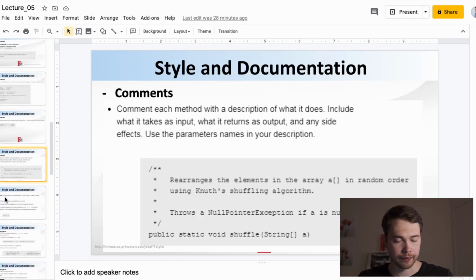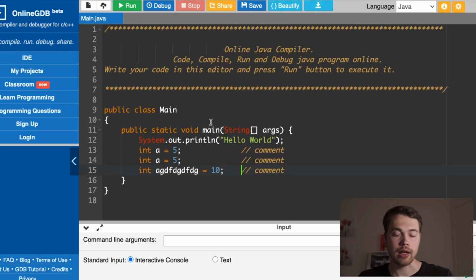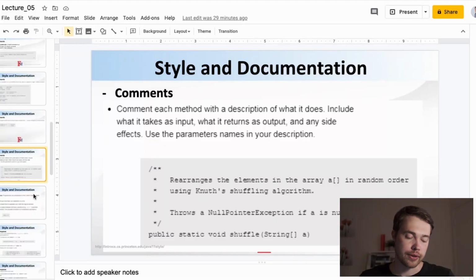Okay, yeah. So every method needs a comment. The only exception would be main, because it's standard. So if you're not writing new methods, which we are not doing yet, do not add any comments. Once we start writing methods, you'll need to do this.